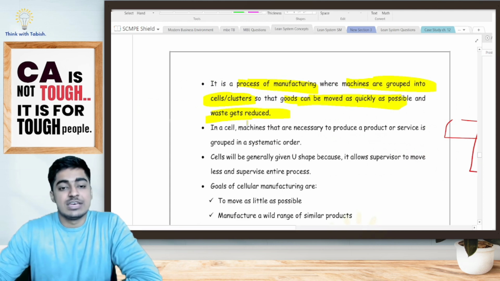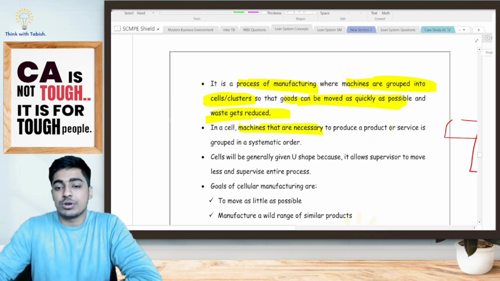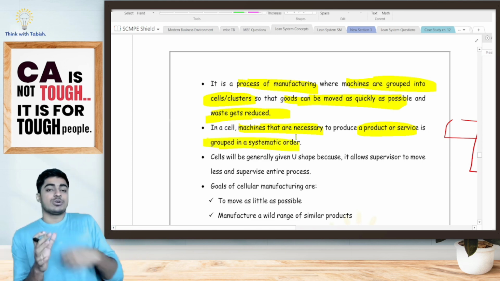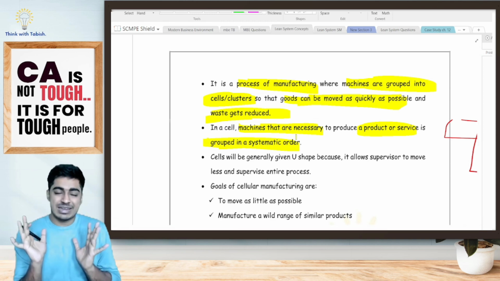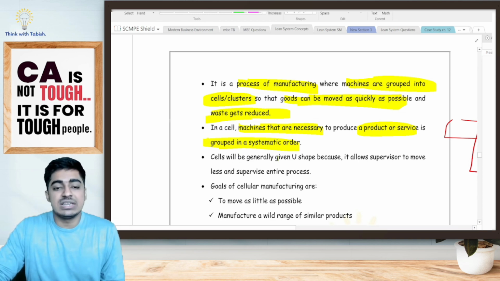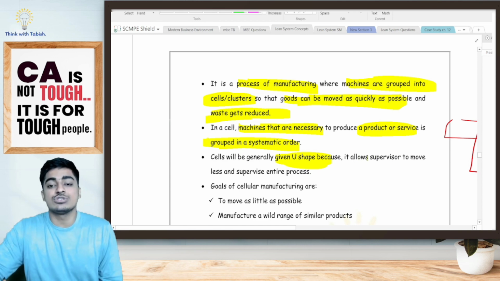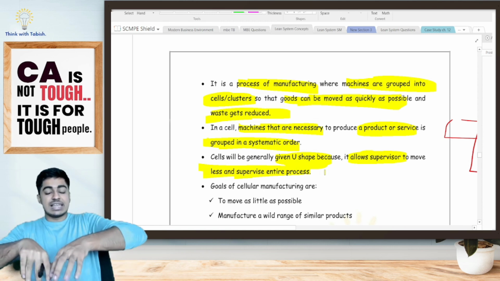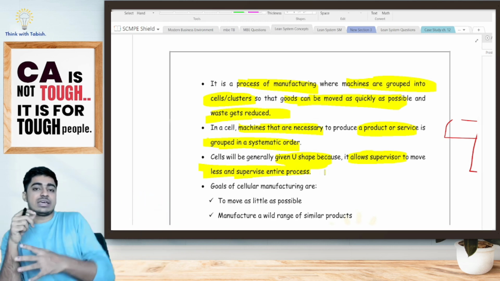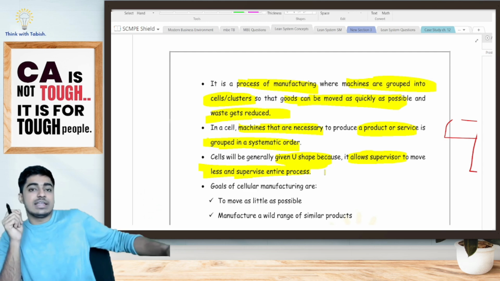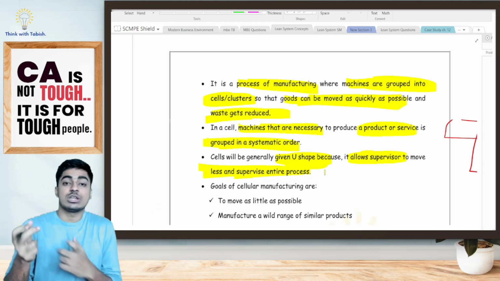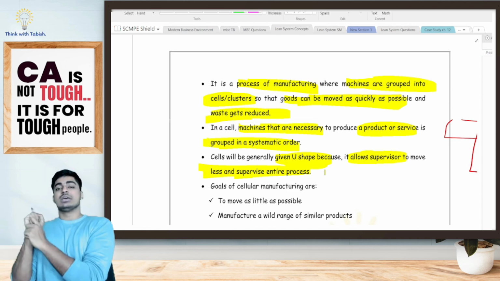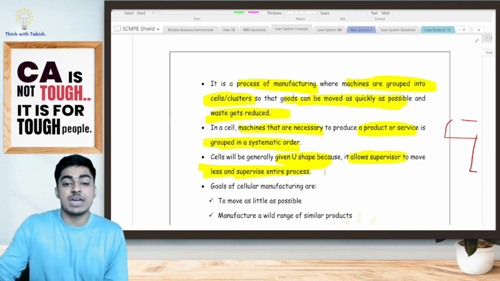In a cell, machines that are necessary to produce a product or service are grouped in a systematic order. Whatever machines are required to produce a product are arranged in a systematic order. Cells will generally be given a U shape because it allows the supervisor to move less and supervise the entire process. If it is in a line shape, he has to keep moving here and there. It may be very lengthy, and he may not recognize where what is happening, what employees are doing. But if it is in a U shape, he can quickly recognize and understand everything, what every person is doing. So that is the benefit of having a U shape.